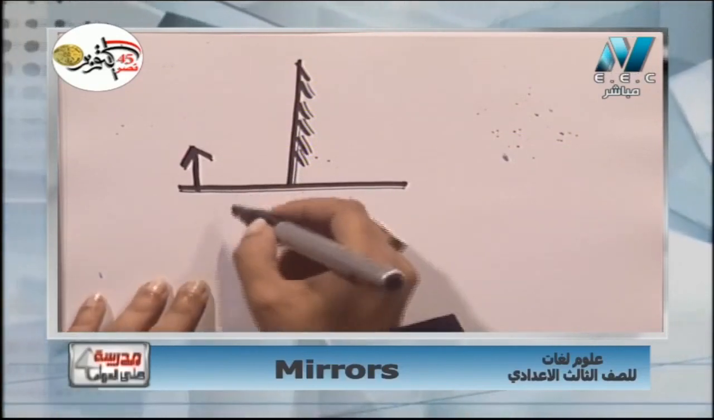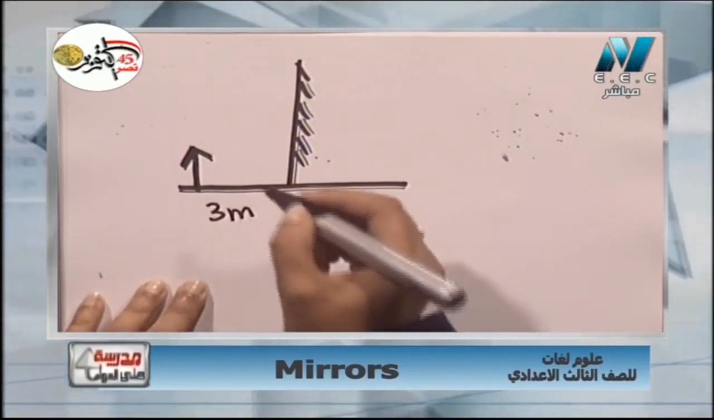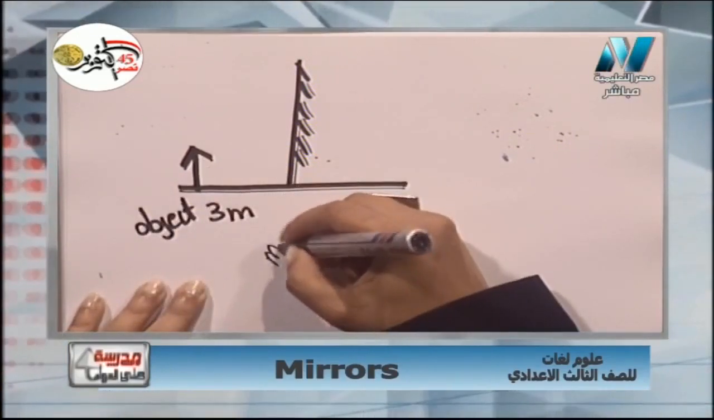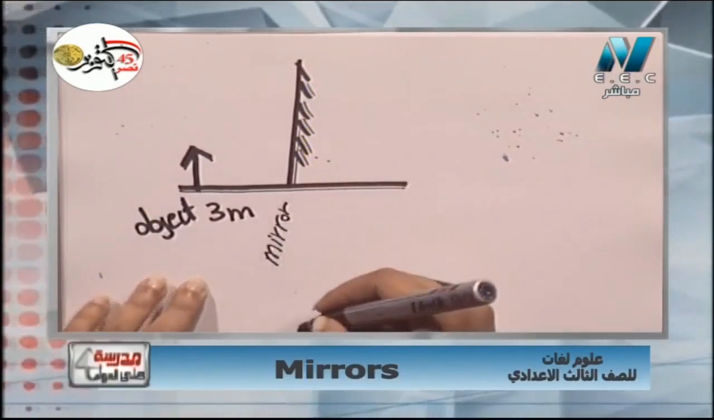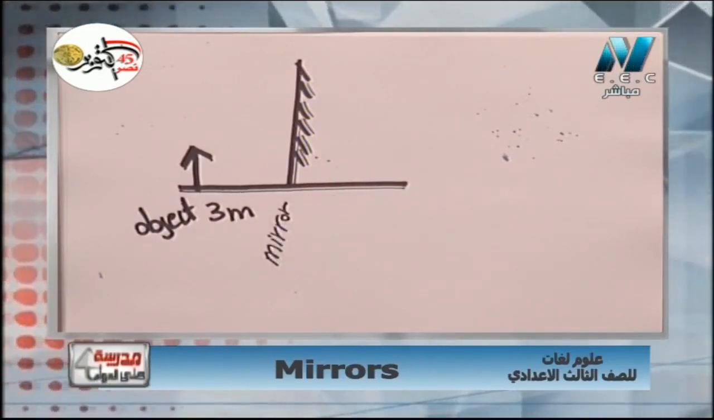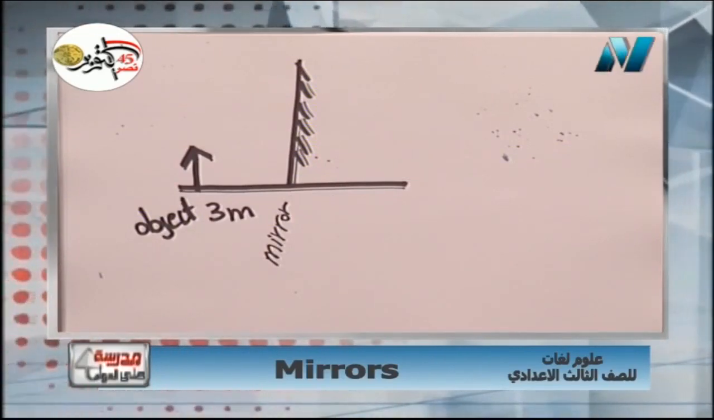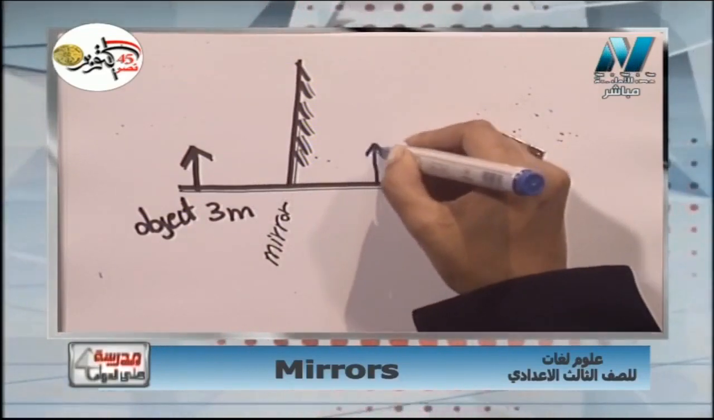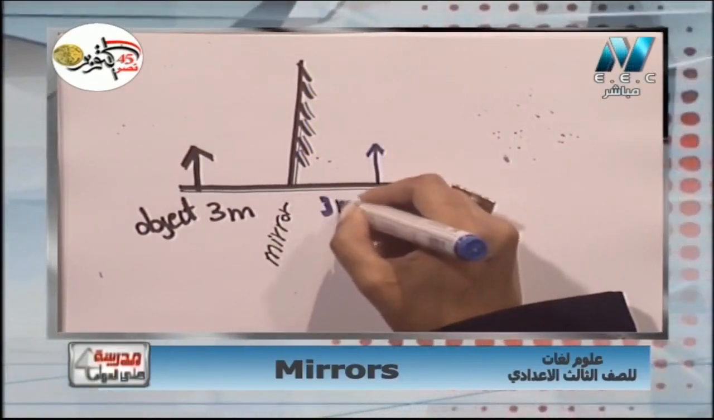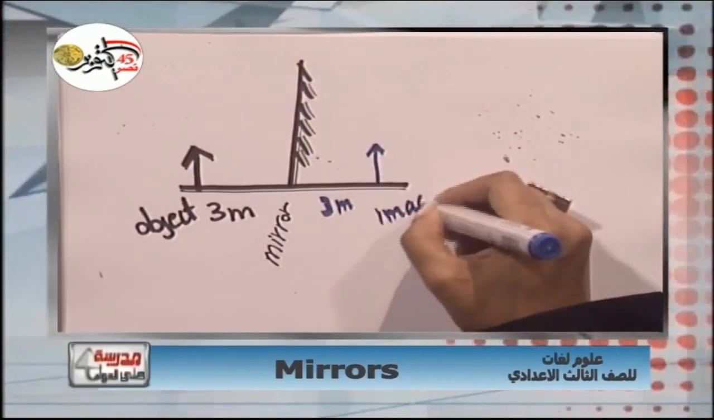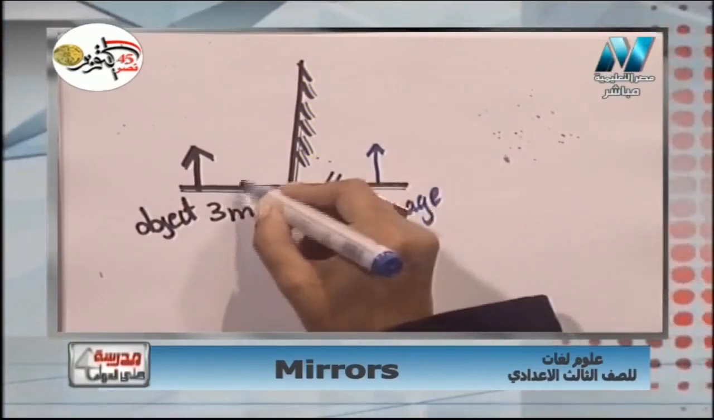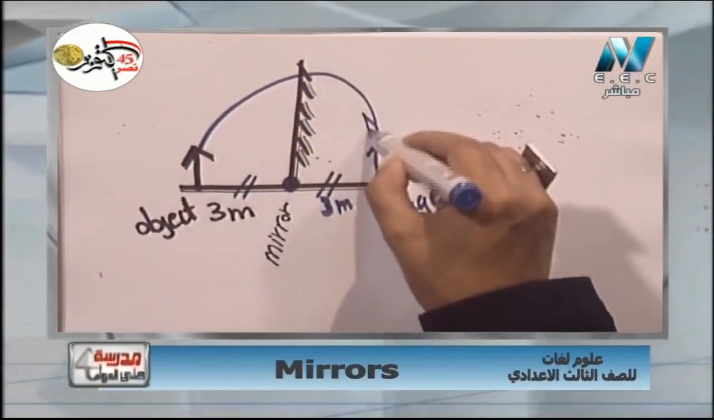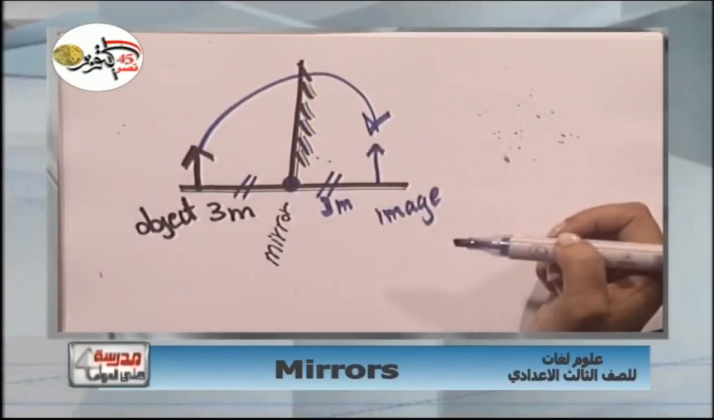Okay, the distance here is 3 meters. This is between the object and this is the mirror. Okay, so what's the image distance from the mirror? It must be similar, so it's also 3 meters away. This is the image. This distance equals this distance. This means that the mirror is at the midpoint between the object and the image. Okay, it's equal in size.